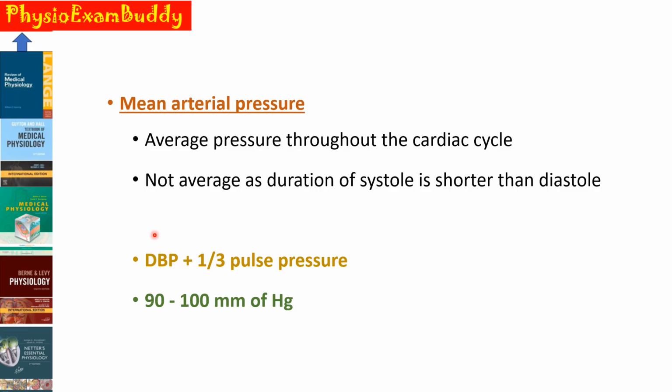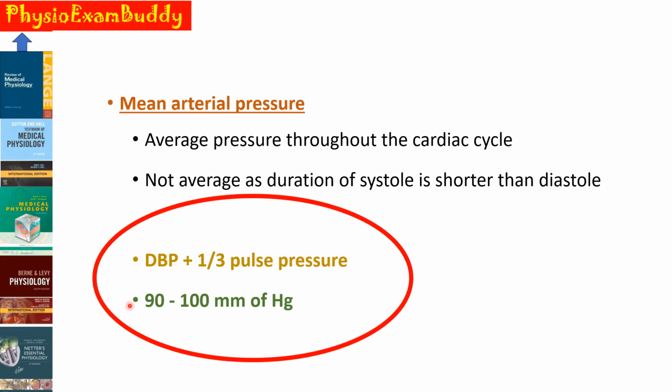So the formula for calculating mean arterial pressure is diastolic BP plus 1/3 of the pulse pressure, and the normal value lies between 90 to 100 millimeters of mercury. This can be asked as a calculation type question for your practicals also. So if the values of systolic and diastolic BP are given, first calculate the pulse pressure, then substitute in this formula for getting the value of the mean arterial pressure.